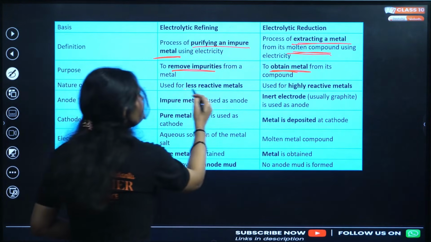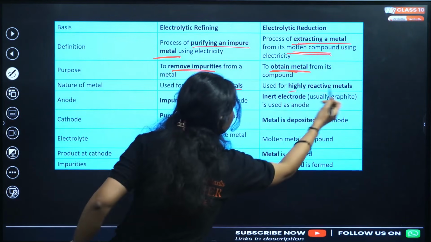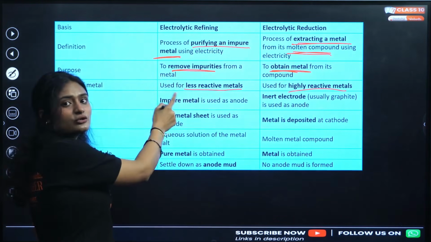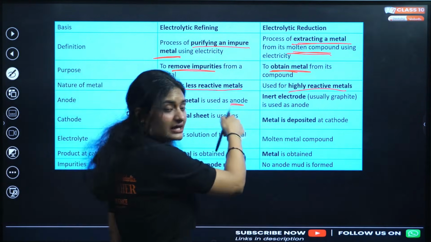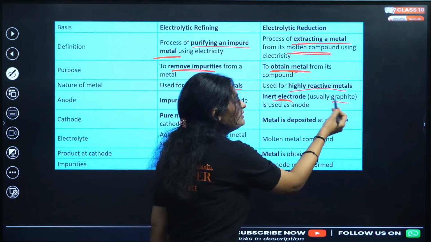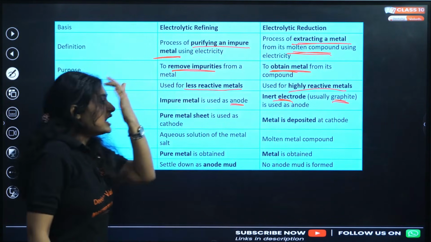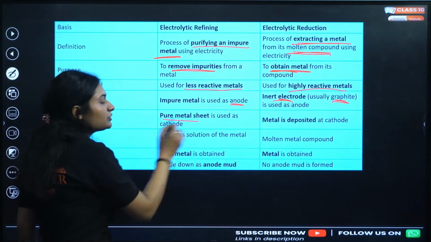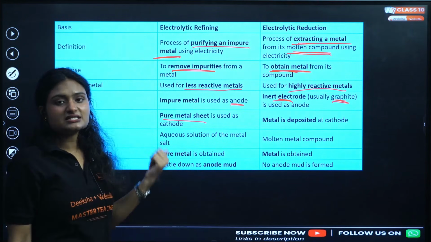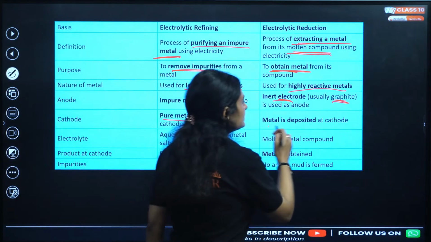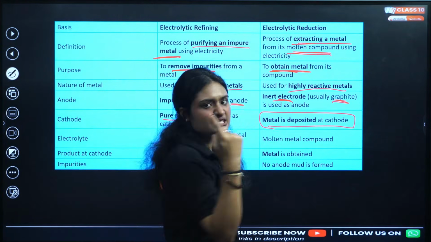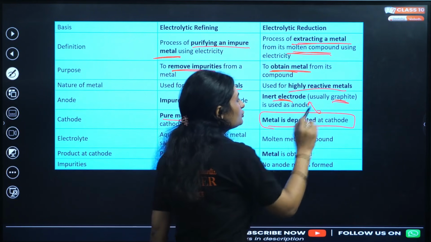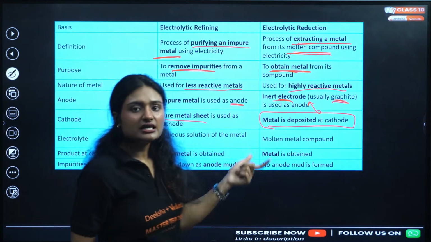Next, electrolytic refining is used for less reactive metals and electrolytic reduction is used for highly reactive metals. Impure metal rod is acting as the anode in refining, and the inert electrode, usually graphite, is acting as the anode in reduction. In case of cathode, a pure metal sheet is taken as the cathode in refining. Here also again metal is deposited at the cathode, and in reduction, again an inert electrode is taken as the cathode.